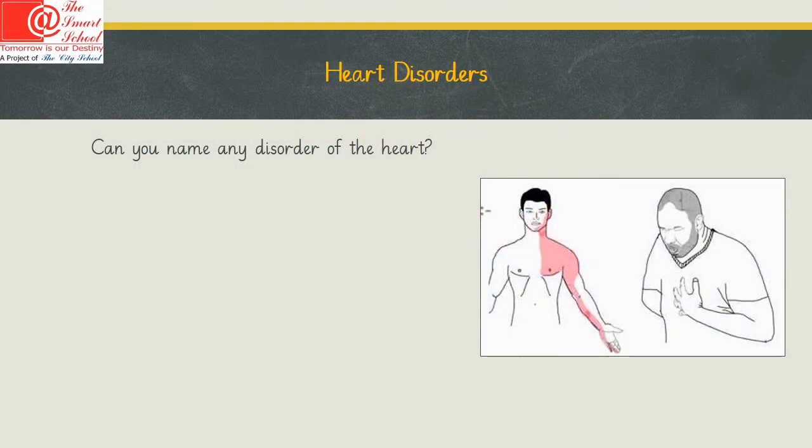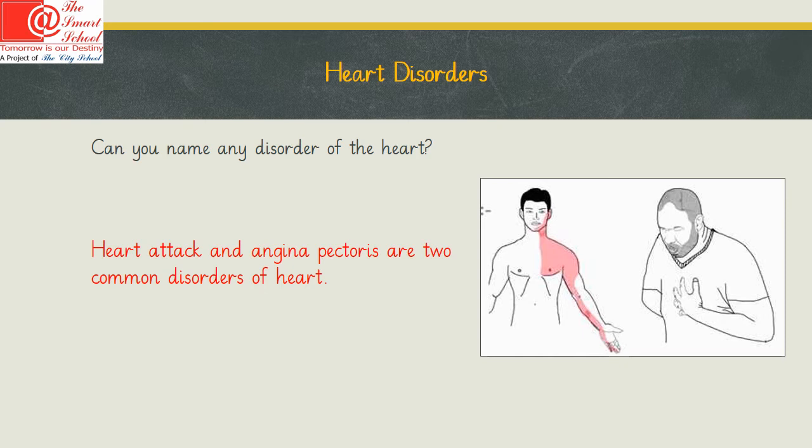Can you name any disorder of the heart? Some of the common disorders of the heart are heart attack and angina pectoris. In these disorders, you feel a sharp pain on the left side of your chest, and this pain seems to go through towards the left arm, as shown in this picture.